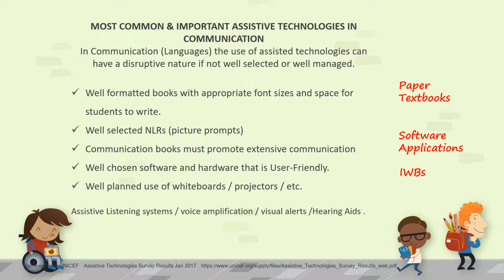Communication books must promote extensive communication. So if it's called a communication book, it has to promote communication, not just ask short, closed questions. Software applications should be well-chosen software and hardware that is user-friendly. There should not be students purely learning to use that one technology. They should be learning through the technology. And interactive whiteboards, well, of course, well-planned use of whiteboards and projectors. We need to use whiteboards when they are useful, not just rely on them all the time because it's the latest technology.